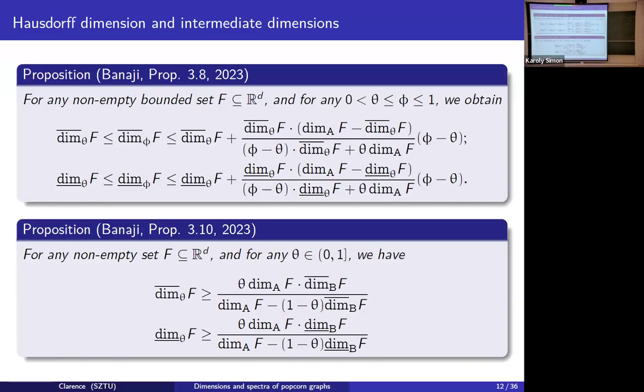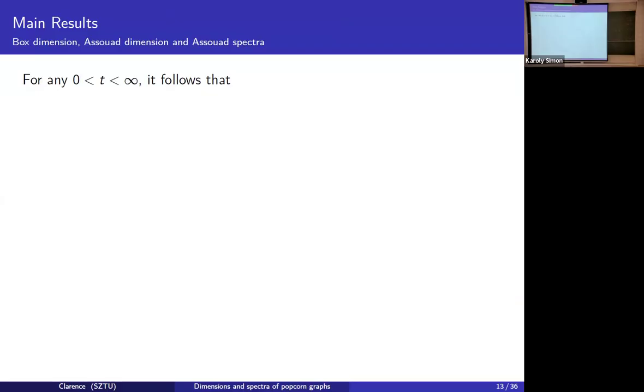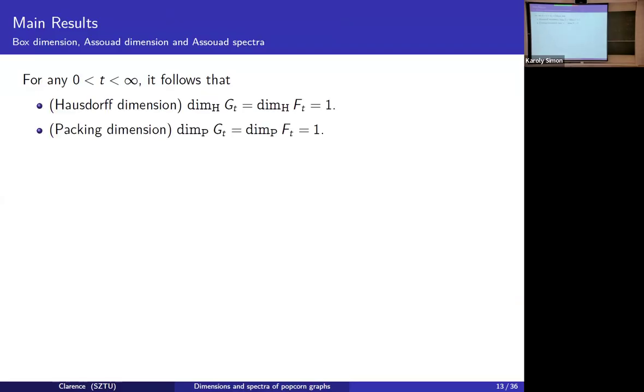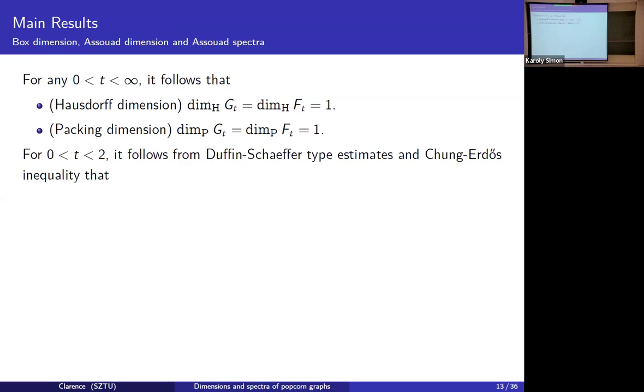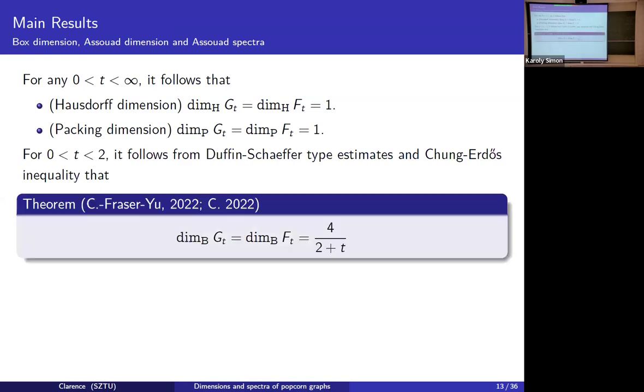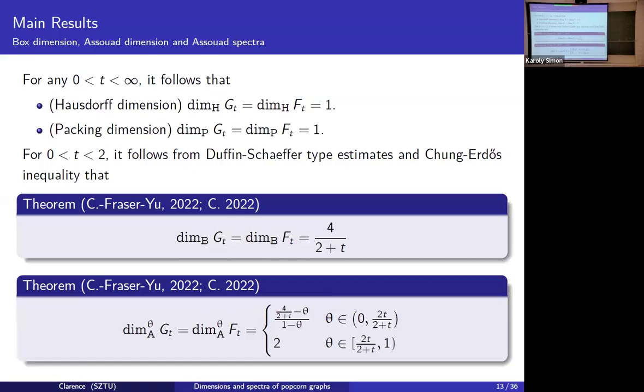Well, let's come to the results of my recent progress in collaboration. For any t, it is easy to see that as for the Hausdorff dimension and the packing dimension, the popcorn graph and full popcorn set will both equal 1 because of countable stability. But as for the box dimensions, R-squared spectrums and R-squared dimensions, if t ranges from 0 to 2, we have the exact formula of the box dimension related to t.